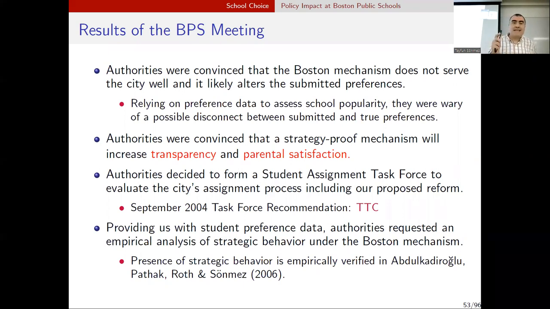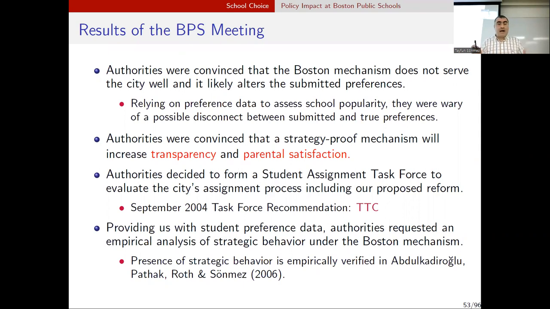So they immediately decided to form a student assignment task force to evaluate the city's assignment process, including our proposed report. Right? That's not a serious place. And you cannot just change their mechanism overnight. And something very surprising happened. About a year later, the task force formally recommended TTC.